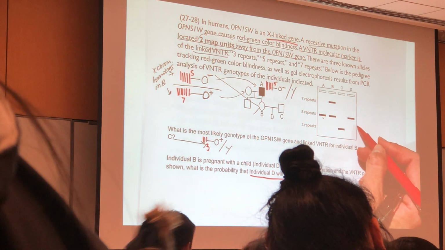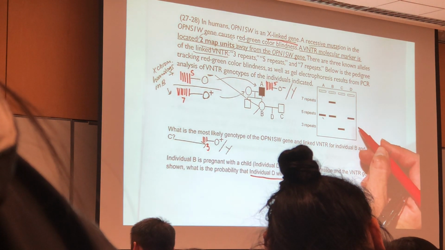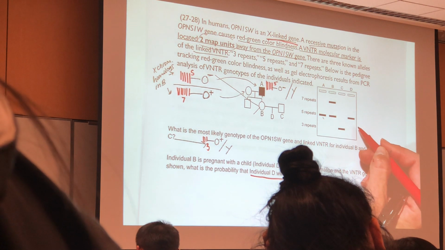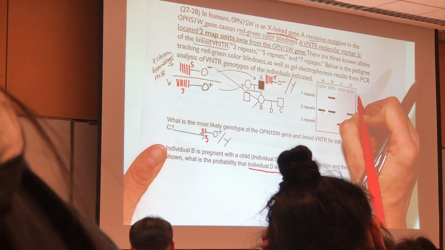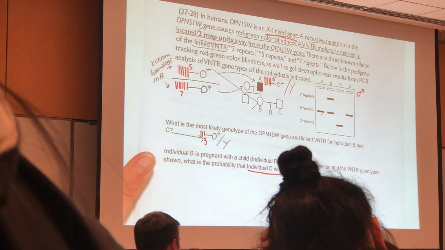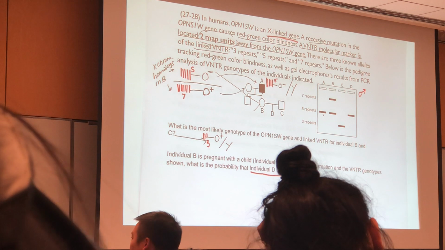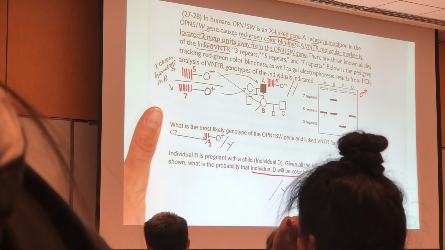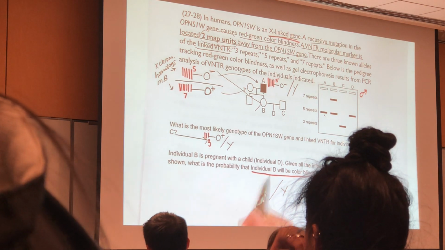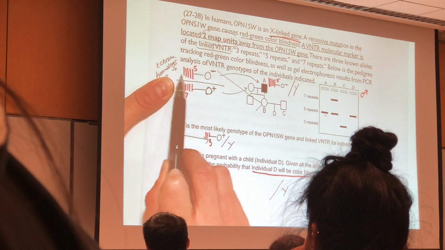They only have one X chromosome, male. This is different than the example in class where everyone had 2. But this is X-linked. 1 X chromosome, 1 VNTR allele. They have to be male. Questions about why that is? So we know that they have a Y chromosome. That means individual D could have inherited this X chromosome from mom or this X chromosome from mom.